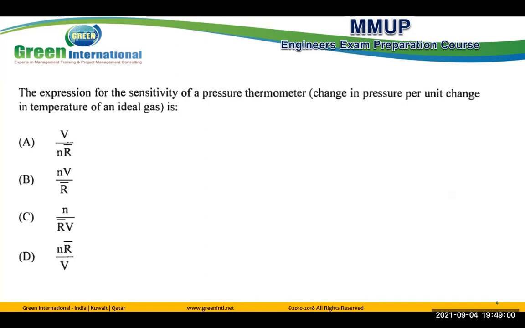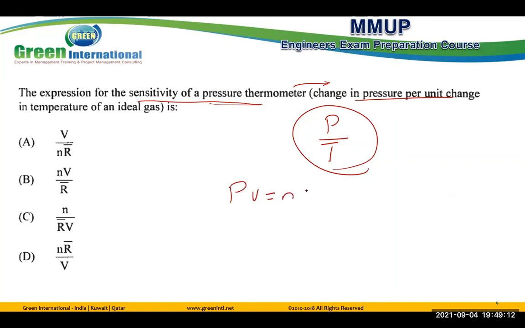Here he gives you the sensitivity of the pressure thermometer as a definition, which means pressure per unit temperature. So this is finally what I want: PV equals nR̄T. So I needed P over T. T is going to the other side, and V is going to the other side there. So P over T equals nR̄ over V.